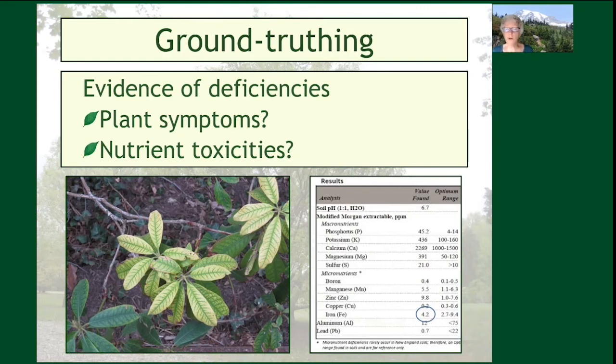So these are within the optimal range. So we know that this is not because the soil is deficient. We know that it's because the phosphorus in this particular test is excessive. So you want to look for evidence of deficiencies and then ground truth it with what your soil test shows. And if your soil test doesn't say that you've got a deficiency problem, then you should look at toxicities or those other problems, as I mentioned, in terms of soil function.